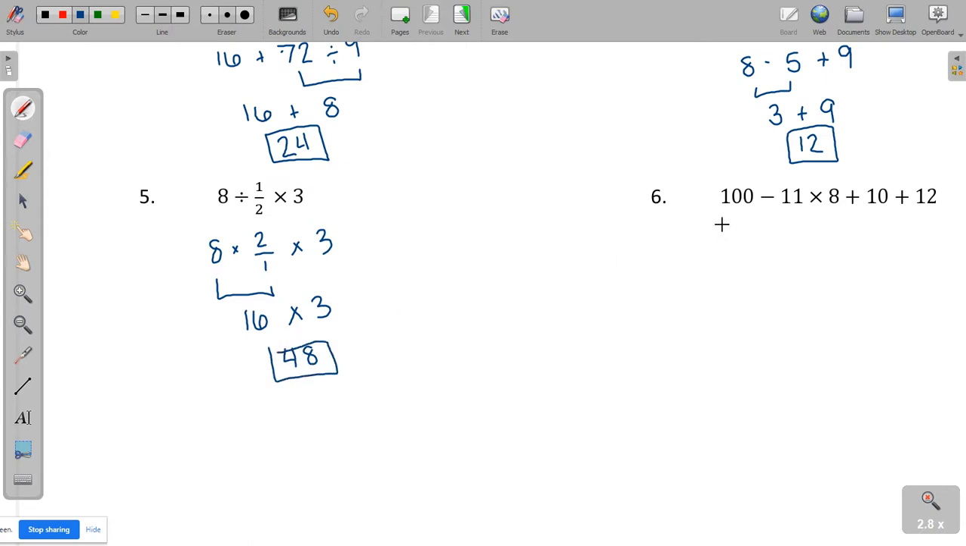And number 6, we have subtraction, multiplication, addition, and addition. So PEMDAS says we're going to multiply. 11 times 8 is 88. Bring down everything else as it is.